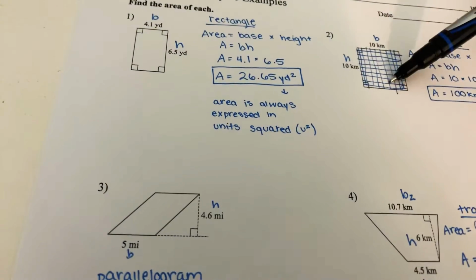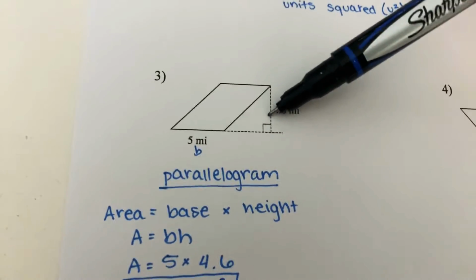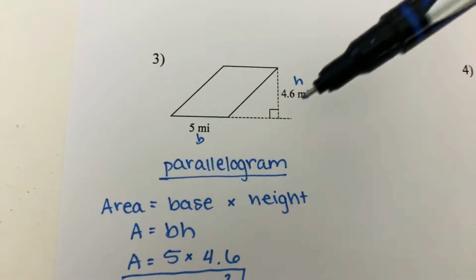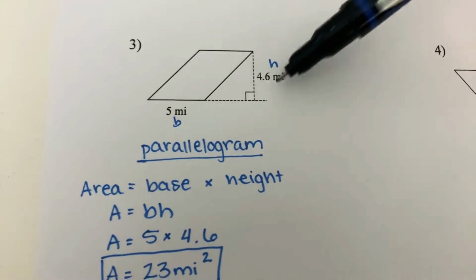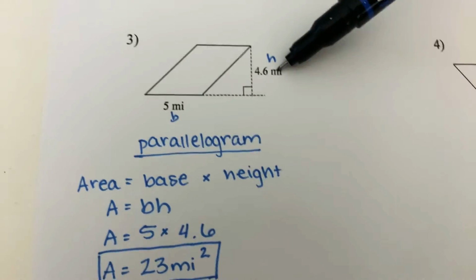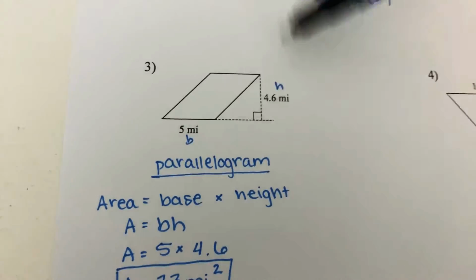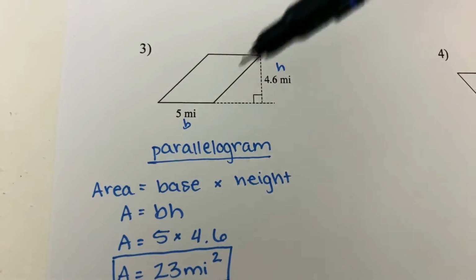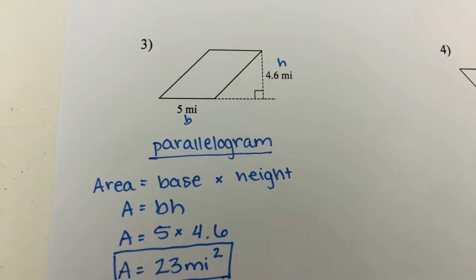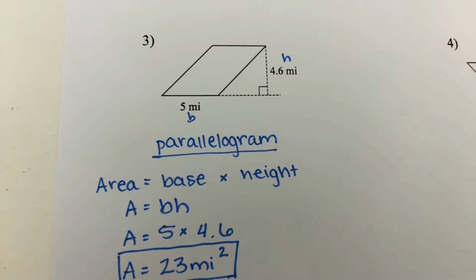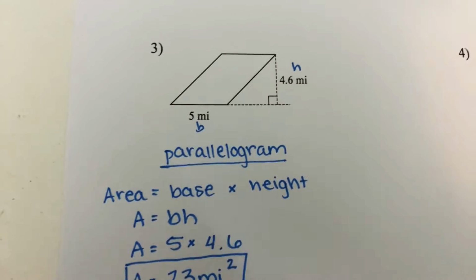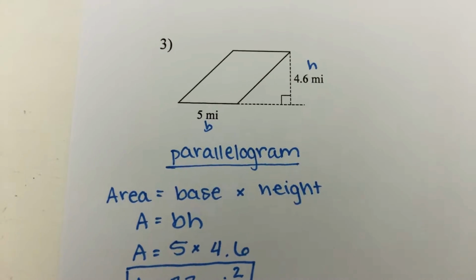Rectangle, square, and parallelogram all have the same formula, base times height. So when you do your practice problems, all you've got to do is take the base times the height of those shapes and multiply them, and that is your answer. All right? So that is those three. Now let's talk about a trapezoid.